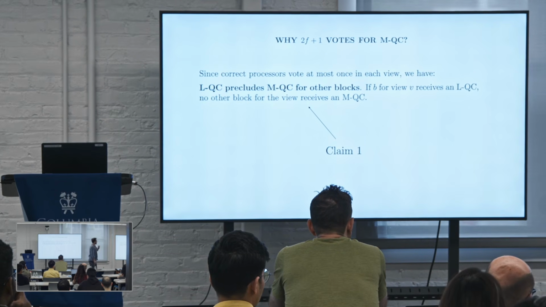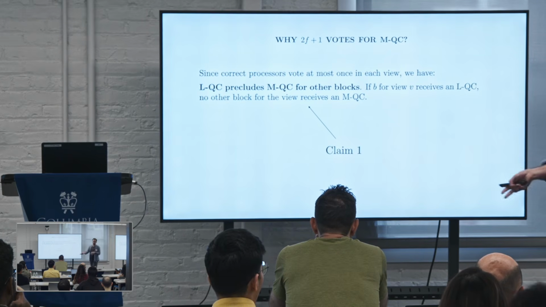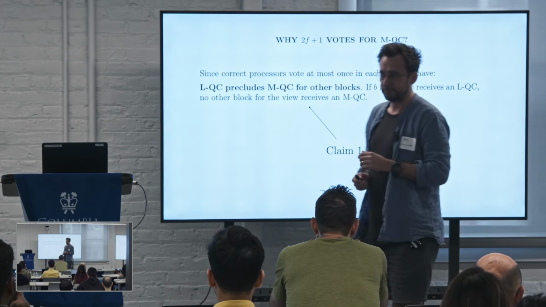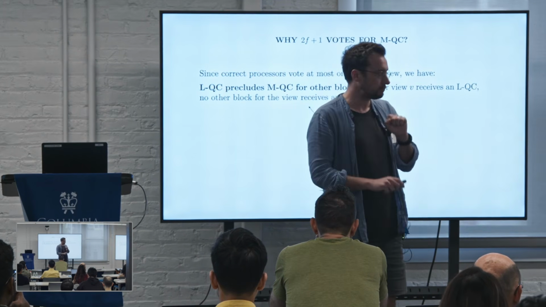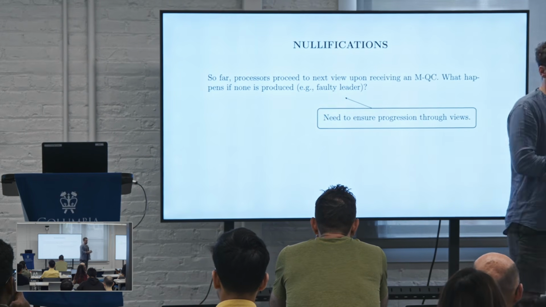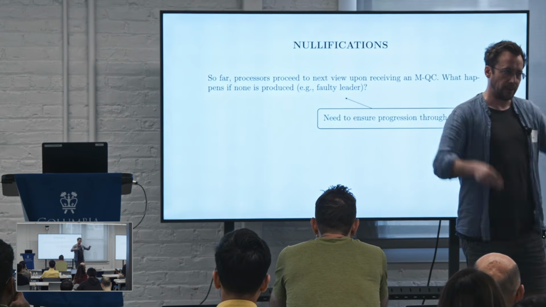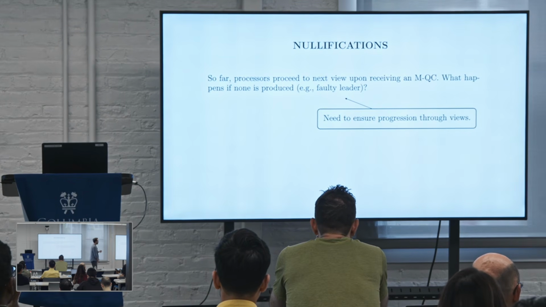So this is claim 1. I want you to remember this fact. Claim 1: an LQC precludes an MQC for other blocks. It's just a simple counting argument. So far we've considered what happens when things go right. It's very simple: the leader proposes, everyone votes, proceed to the next view on an MQC, finalize upon an LQC.